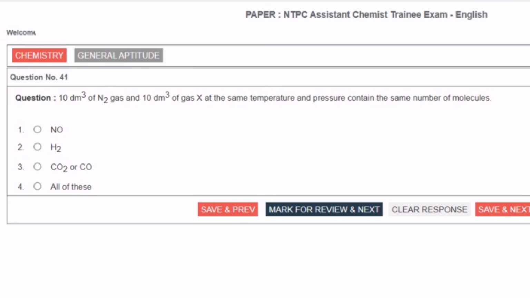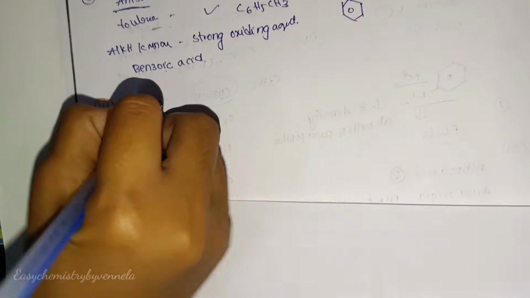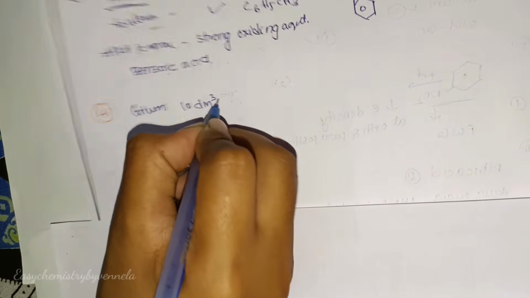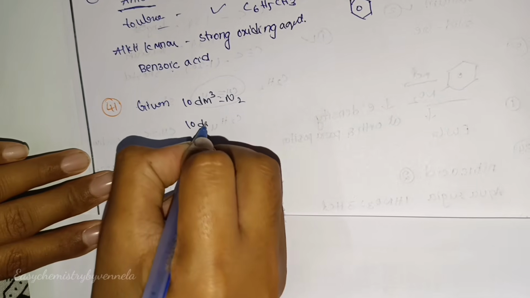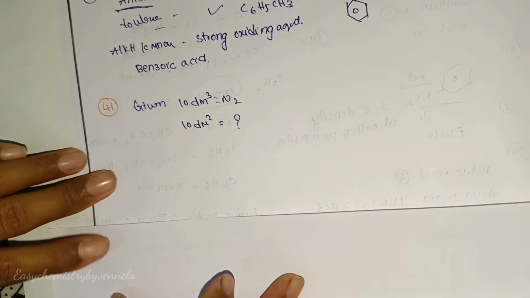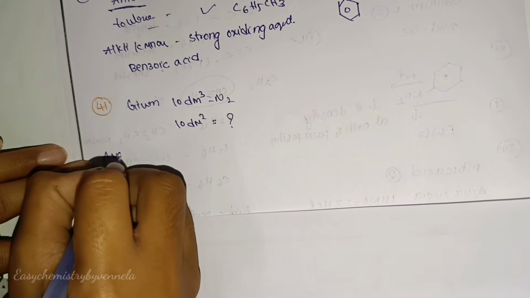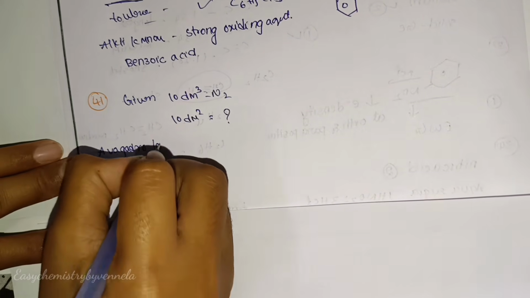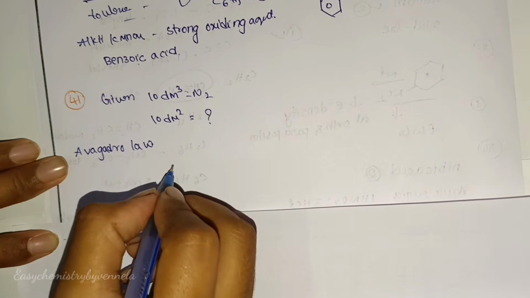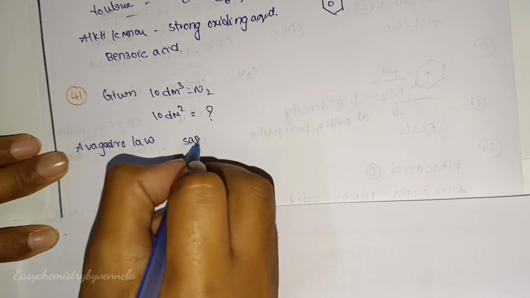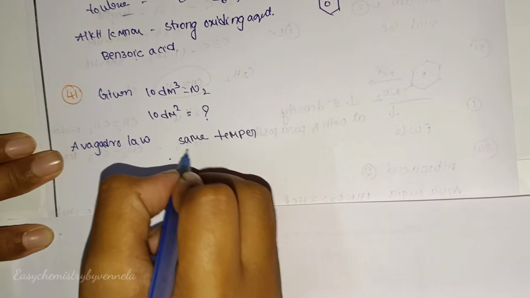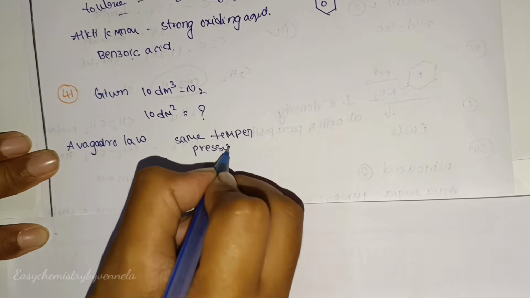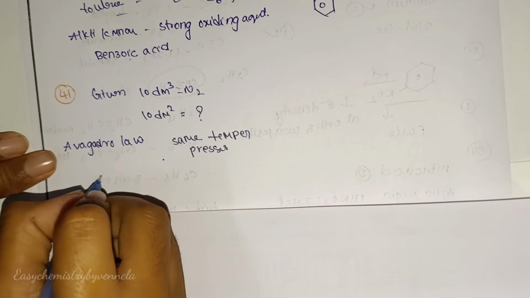Next question. 10 decimeter cube of N2 gas and 10 decimeter cube of gas at the same temperature and pressure contain the same number of moles. You have to find out which gas. This is based on Avogadro's law. What is Avogadro's law? Equal volumes of all gases at same temperature and same pressure contain equal number of moles.